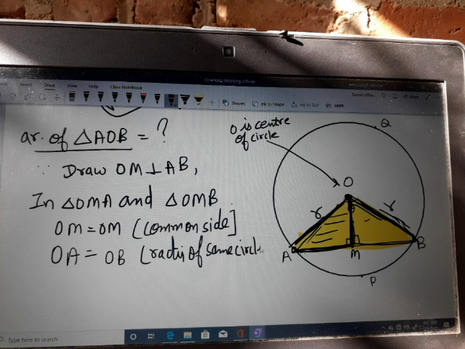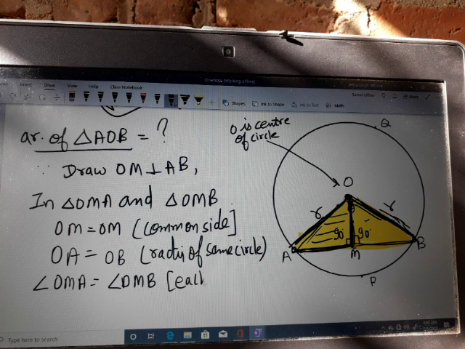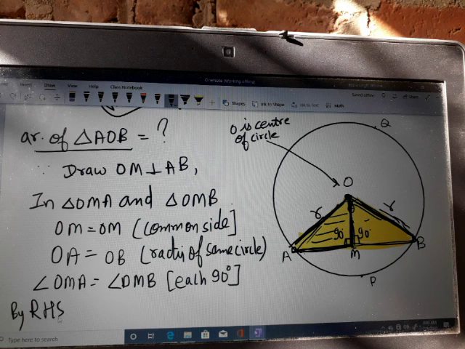And next, by construction you draw OM perpendicular to AB. This means angle OMA is 90 degrees, and angle OMB is also 90 degrees. The angle OMA equal to angle OMB is 90 degrees. So by using the congruence rules, RHS: the 90 degree angle is already given, the hypotenuse side is given, and one of the two sides is given. So we can use RHS congruence.